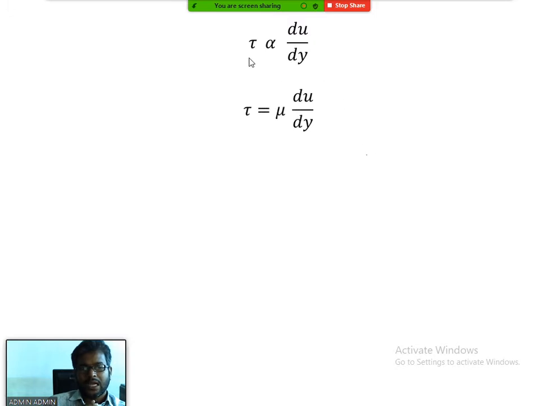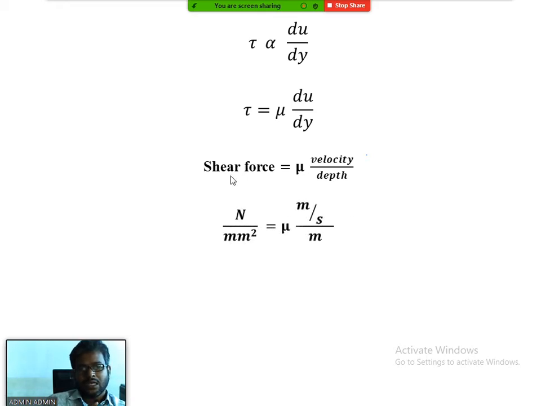As we know, tau is mu du by dy, and mu is the constant of proportionality. Tau is the shear stress, du is the velocity and dy is the depth. Shear stress is measured in Newton per meter square, velocity is measured in meter per second and depth is measured in meter.